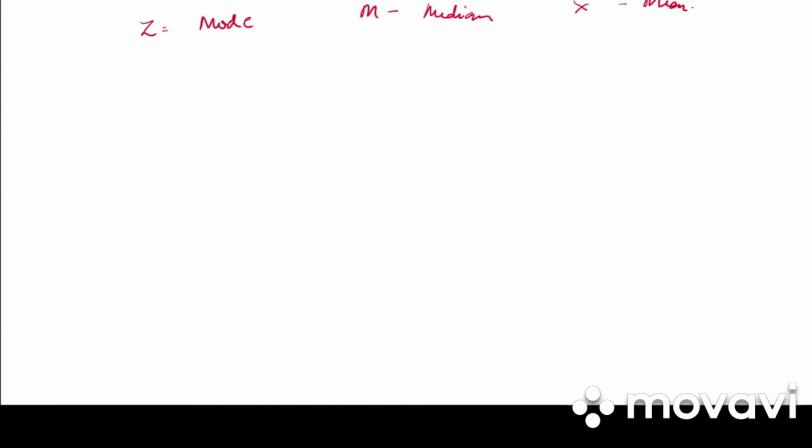So let us take an example. So let us take an illustration. Calculate mode of the series, the mean and median values of which are 15 and 20. So they have given us mean 16 and median 20 and asked us to find mode.